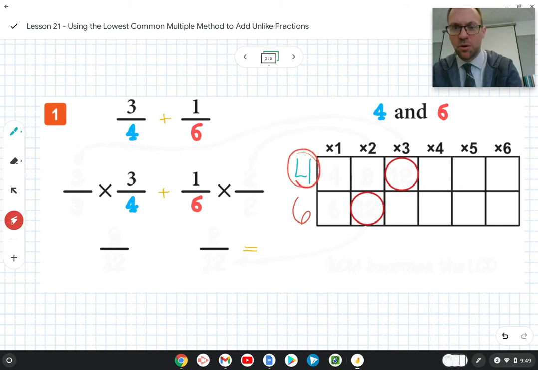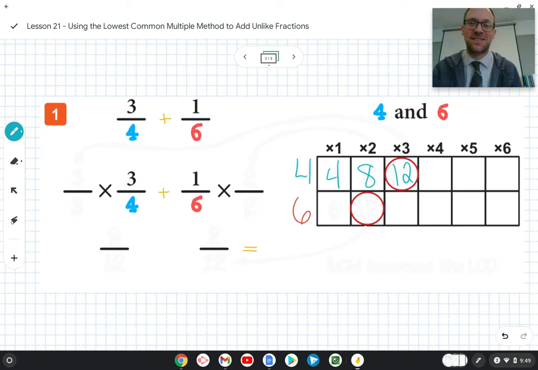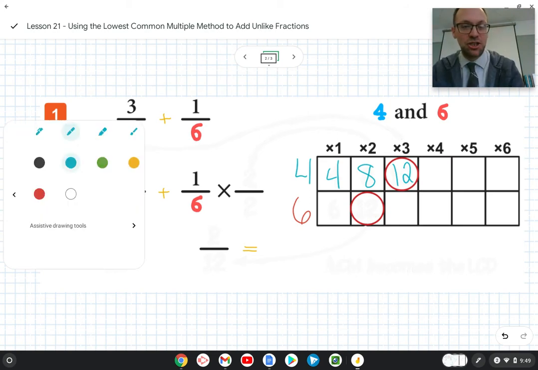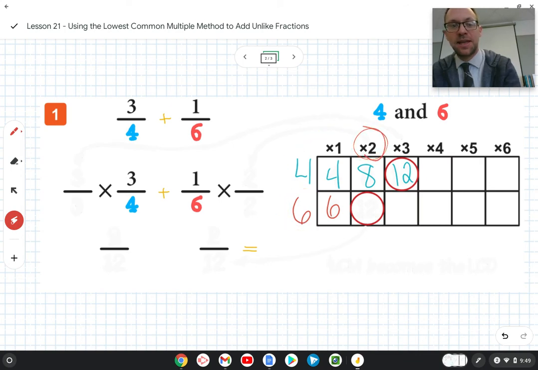Let's multiply 4 times 1 and get 4. Let's multiply 4 times 2. What do we get? You got it. Let's multiply 4 times 3. And that is, yes. All right, let's stop there. Let's shift gears now and find some multiples of 6. Let's multiply 6 times 1 and get 6. And let's multiply 6 times 2 and get, you got it.